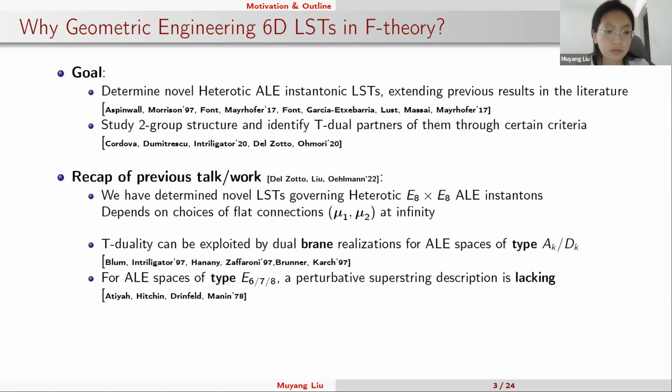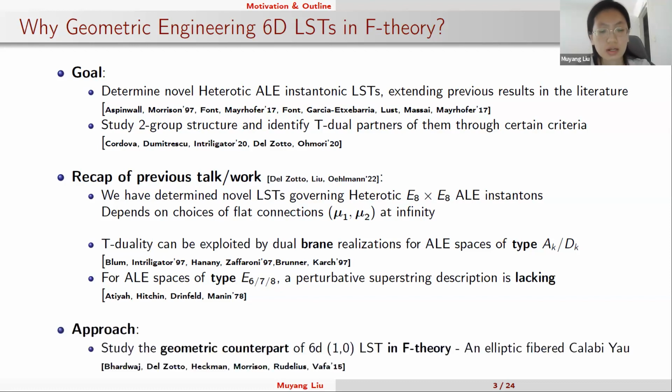However, for ALE spaces of type E singularities, the perturbative string theory description is lacking. That inspires us to instead seek approaches using F-theory techniques. Namely, we studied the geometric counterparts of the 6D little string theories as elliptic fibered Calabi-Yau threefolds. This allows us to explore the non-perturbative regions of the superstrings, namely type IIB, easily.